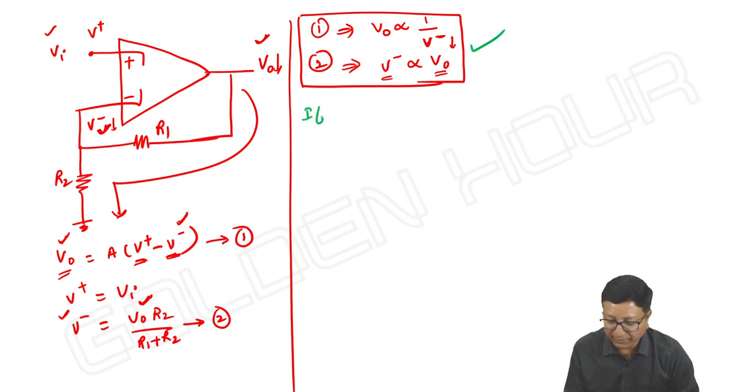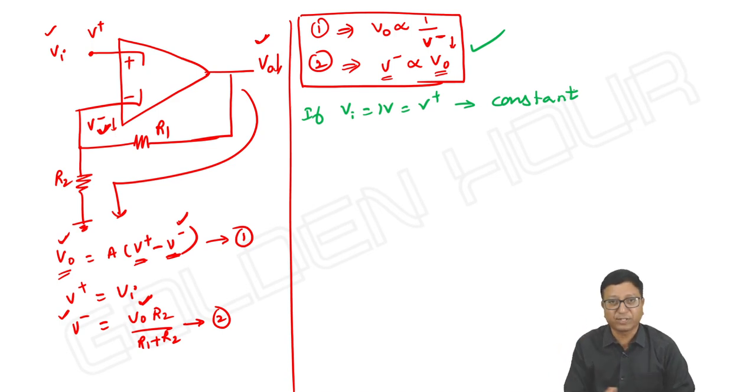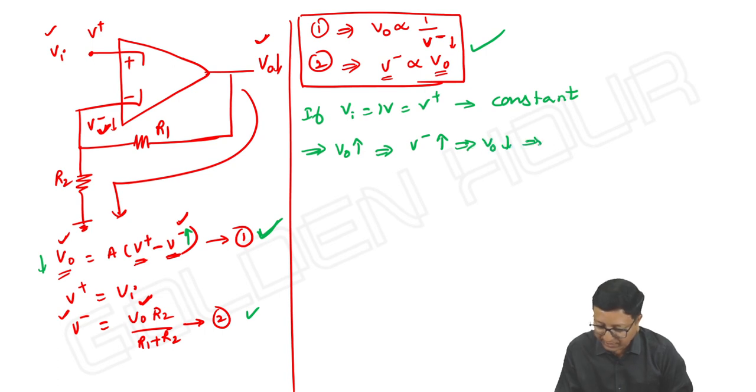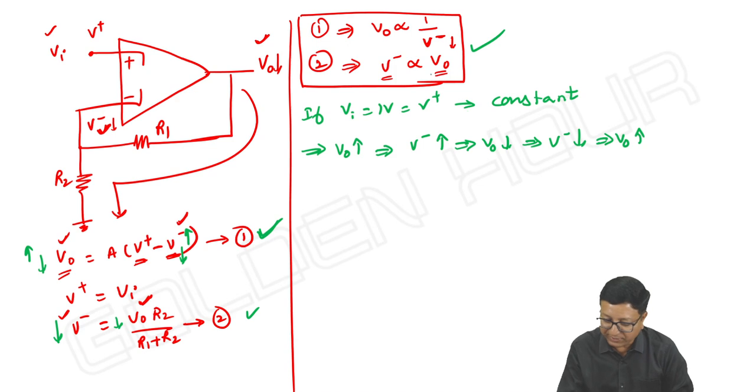We know this point. Suppose I am applying V input of 1 volt, meaning V plus is 1 volt, which is a constant value, which can neither increase nor decrease. Keep it aside. Then as V plus is increasing, definitely V output will increase. From this equation, I can write, if V output increases, but from equation 2, V minus will also increase. If V minus increases, coming back to equation 1, V output is decreasing. If V output decreases, V minus will automatically decrease. If V minus decreases, then output will increase. If output increases, again V minus will increase. If V minus increases, V output decreases.